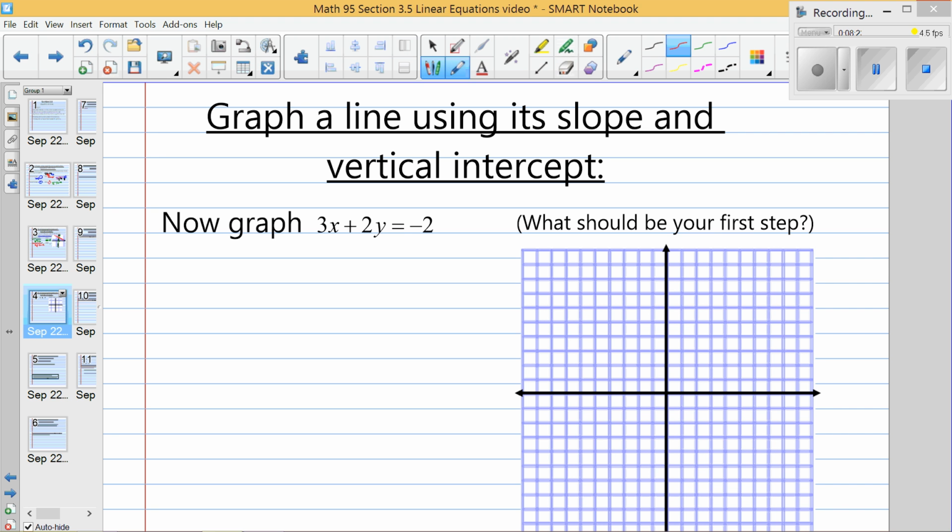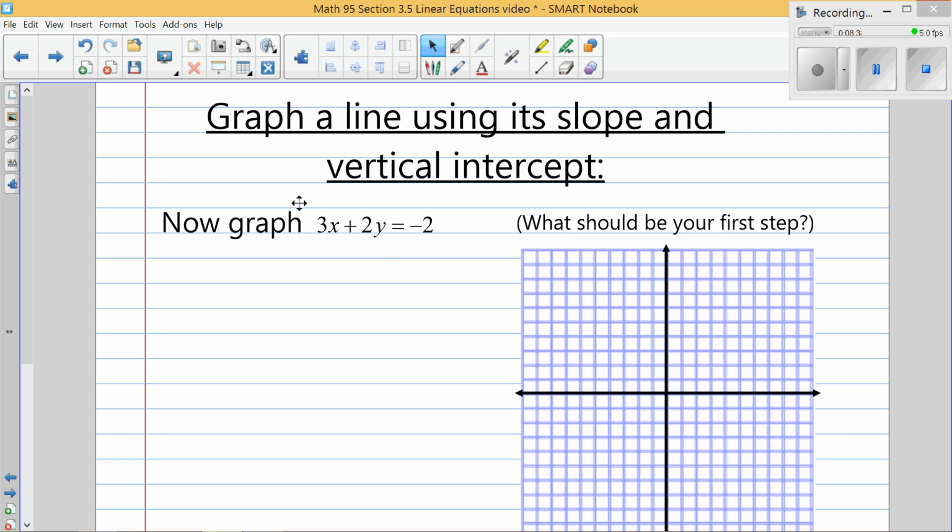Now, I would like to graph the equation 3x plus 2y equals -2. And I want to graph this line using its slope and vertical intercept. This equation is not in slope-intercept form, so I can't actually tell what either of those pieces are yet. So my first step should be to get this into slope-intercept form. So let's just write that note down right now.